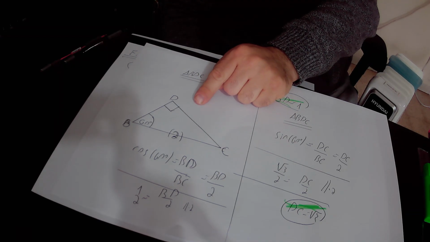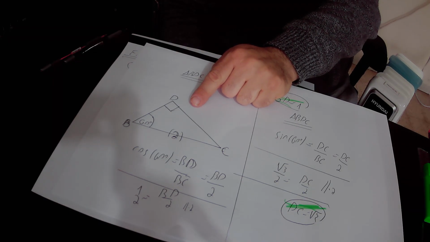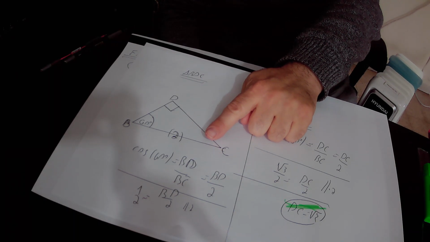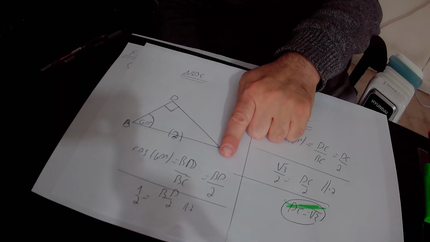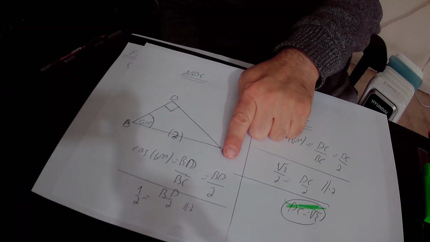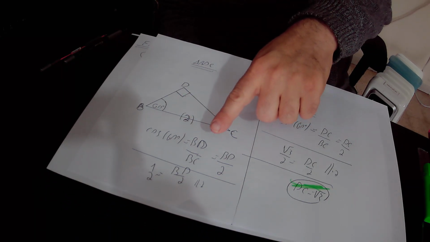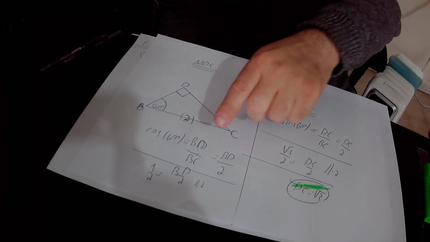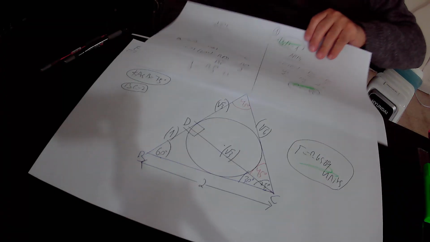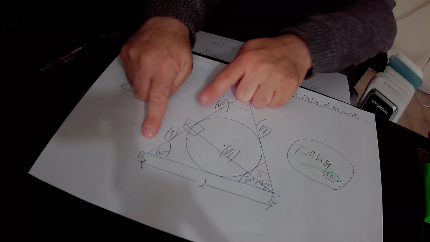In the right triangle BDC, cosine 60 degrees equals BD over BC. BC is 2, so cosine 60 degrees equals BD over 2. Cosine 60 degrees is 1/2, so 1/2 equals BD over 2. We multiply this equation by 2 and find that BD equals 1. This is side BD, which equals 1 unit in length.